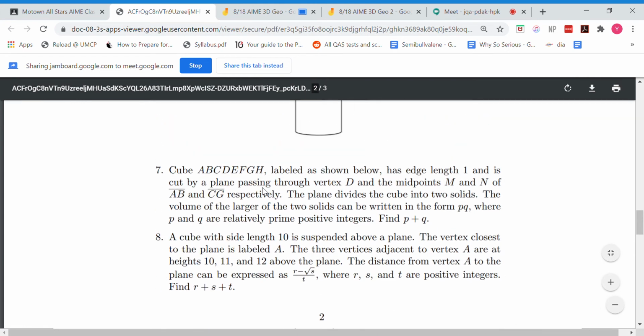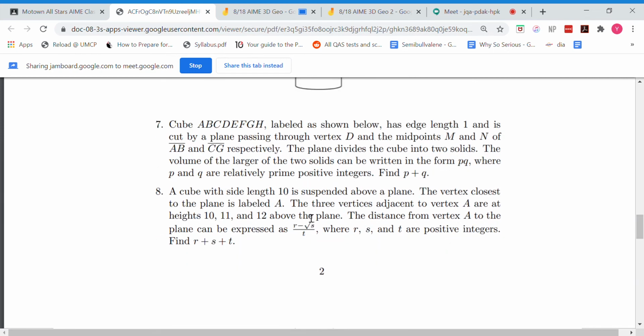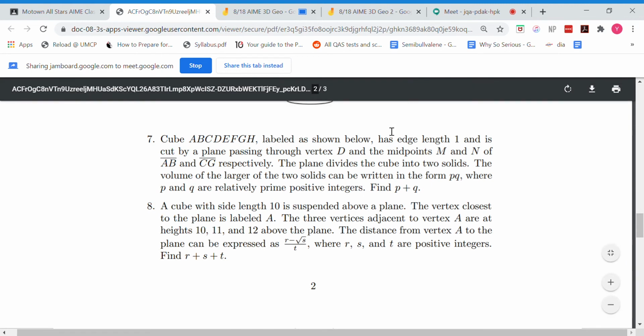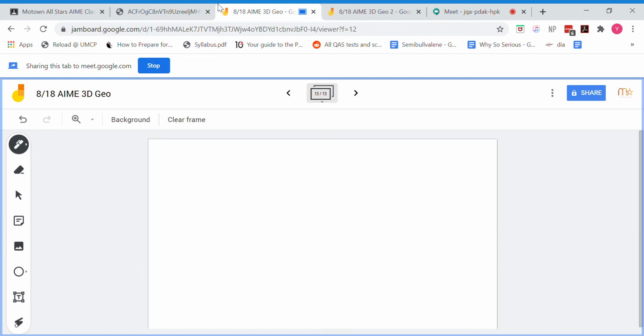Okay, so let's look at the second problem. Cube ABCDEFGH is labeled as right, and it has edge length 1, and it's cut by a plane passing through vertex D and midpoints M and N. The plane divides the cube into 2 solids. Find the volume of the larger of the 2 solids.